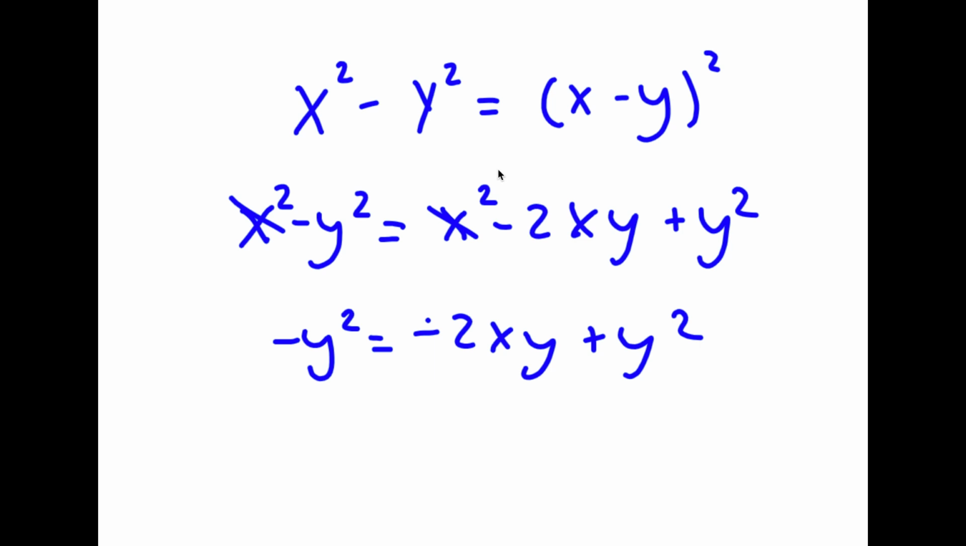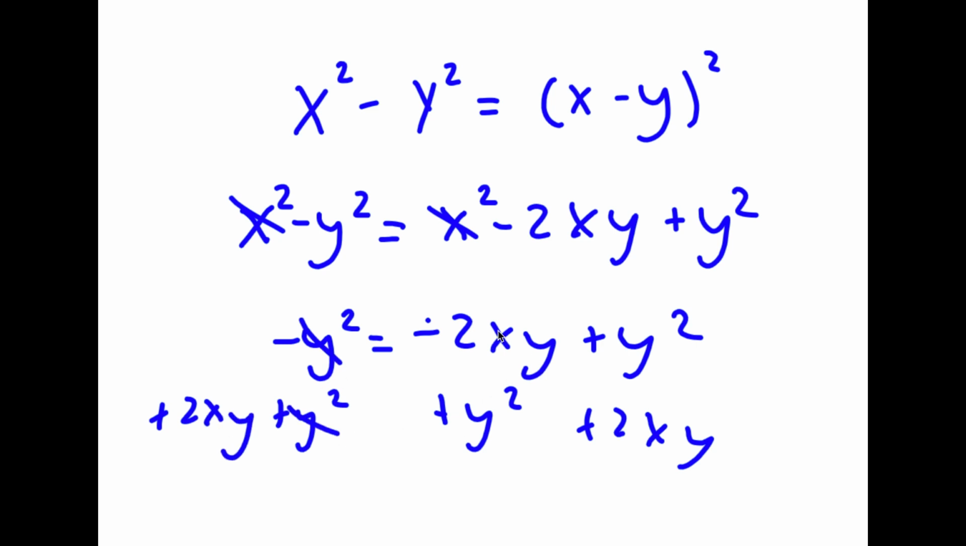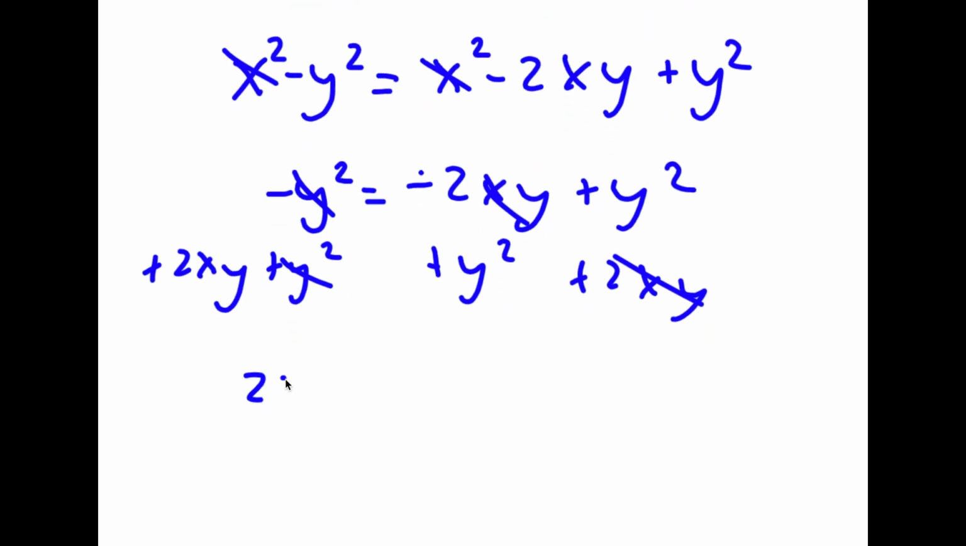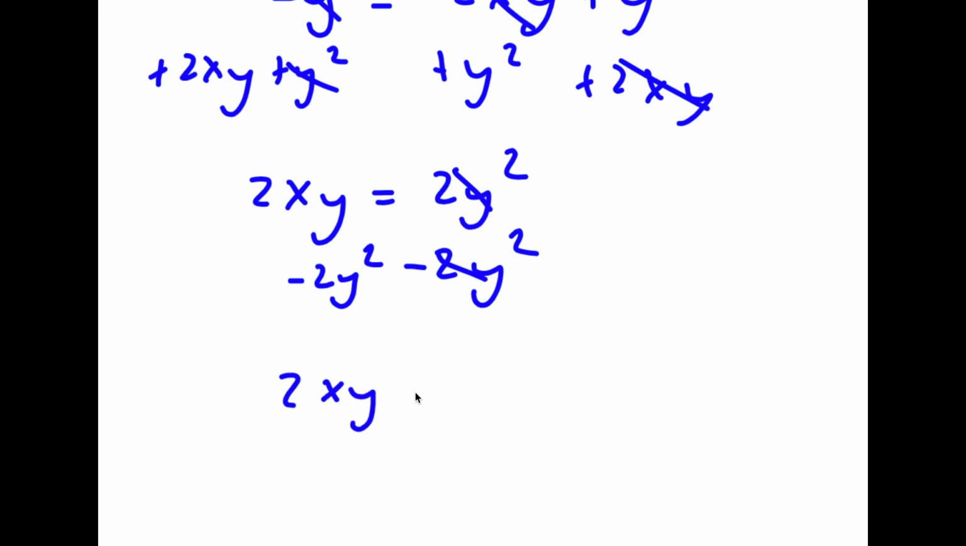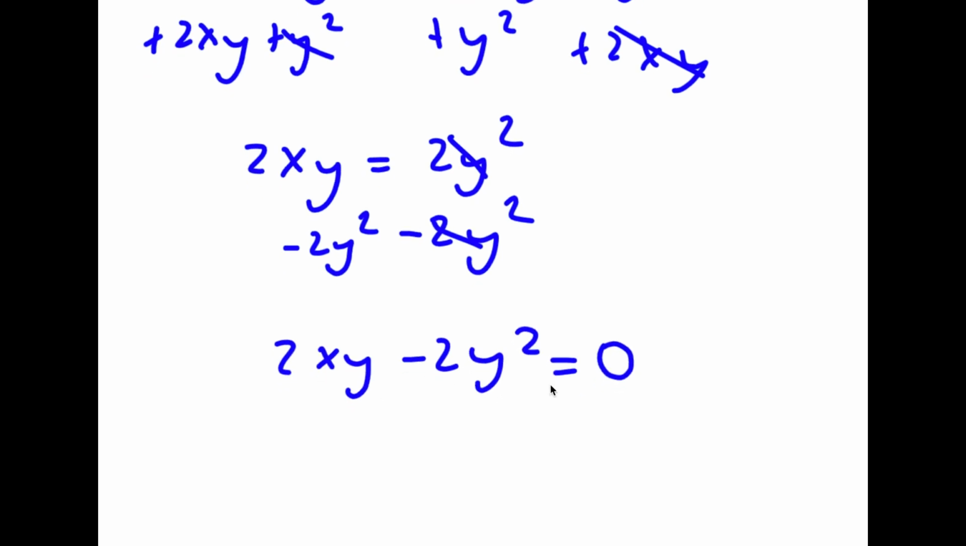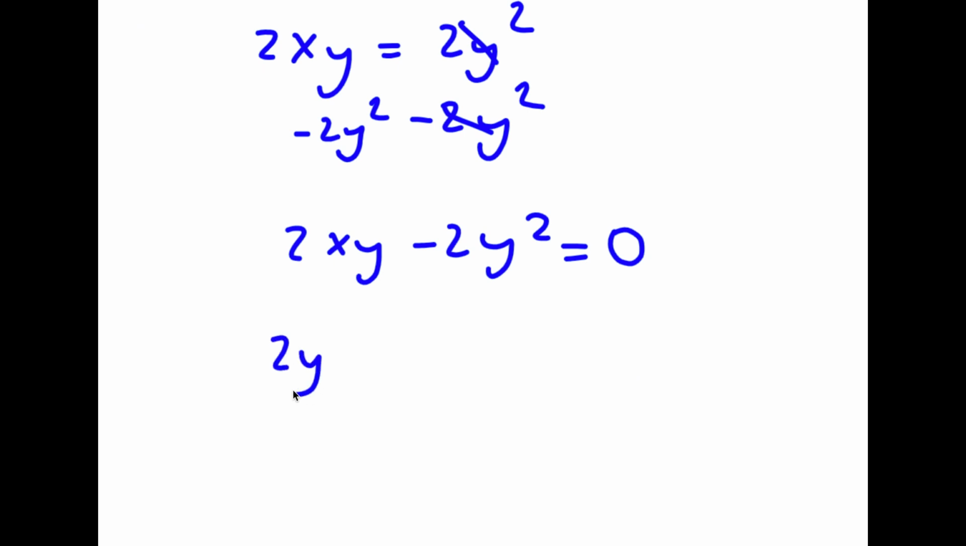And now I'm going to add y squared on both sides and add 2xy on both sides. These two cancel out, and I have 2xy is equal to 2y squared. Now I'm going to subtract 2y squared on both sides. These two cancel out, and I get 2xy minus 2y squared is equal to 0. Now I can factor out 2y. So now I have 2y times x minus y is equal to 0.